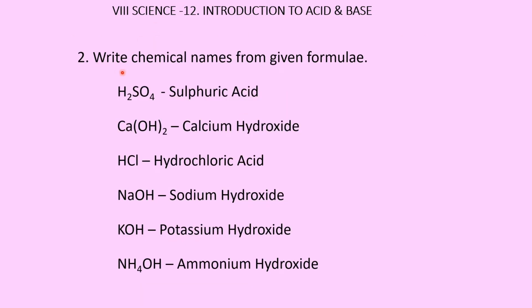Question 2. Write chemical names from given formulae. H2SO4, it is sulfuric acid. Ca(OH)2 is calcium hydroxide. HCl is hydrochloric acid. NaOH is sodium hydroxide. KOH is potassium hydroxide. NH4OH is ammonium hydroxide.